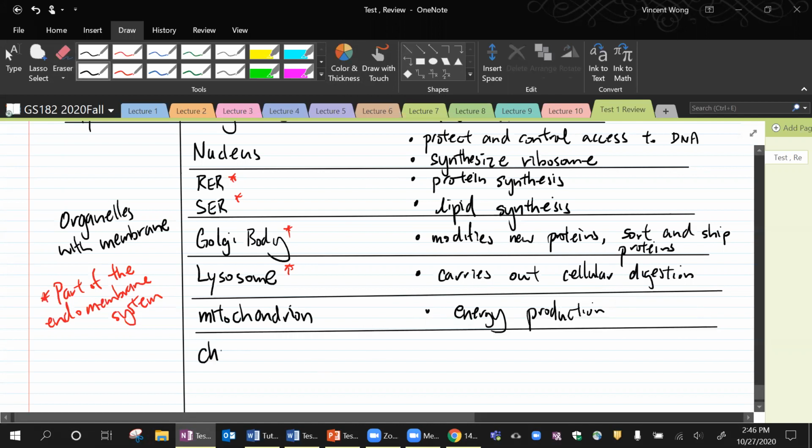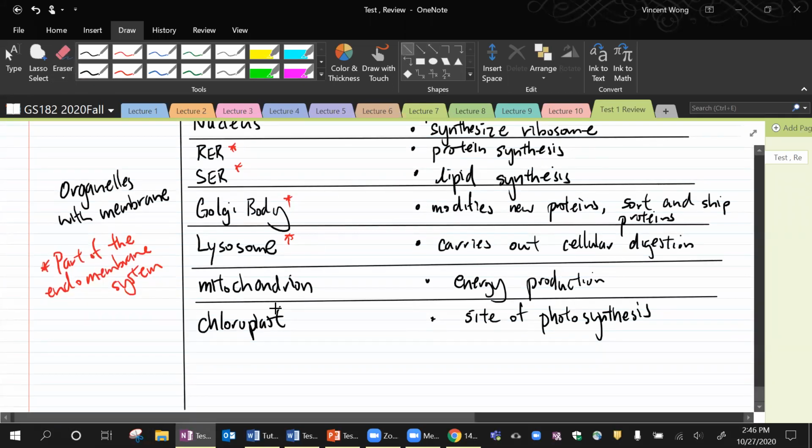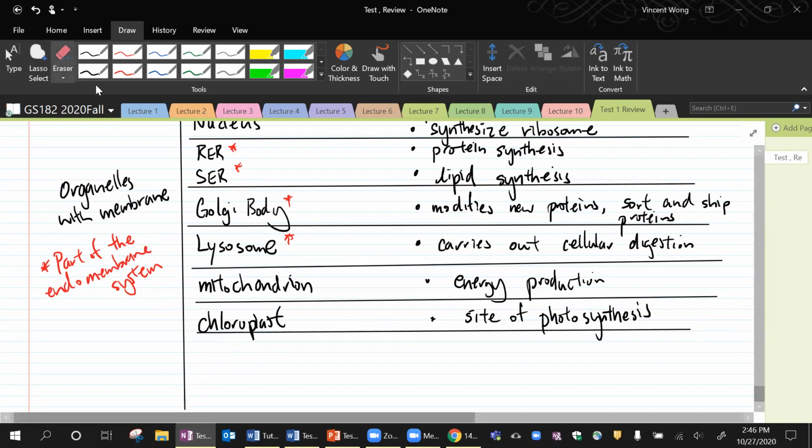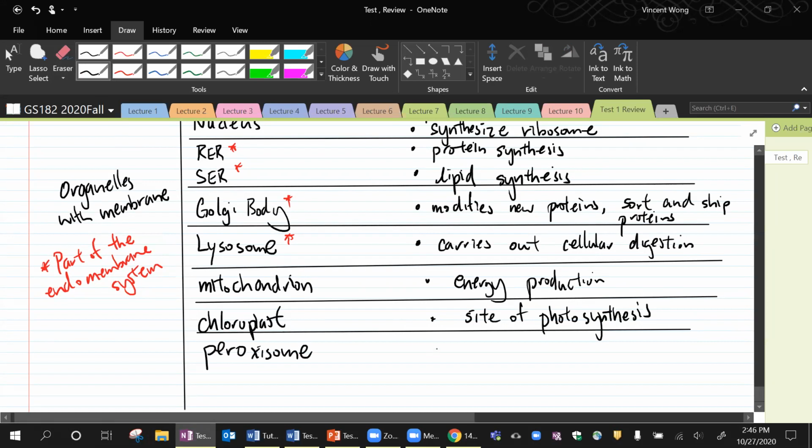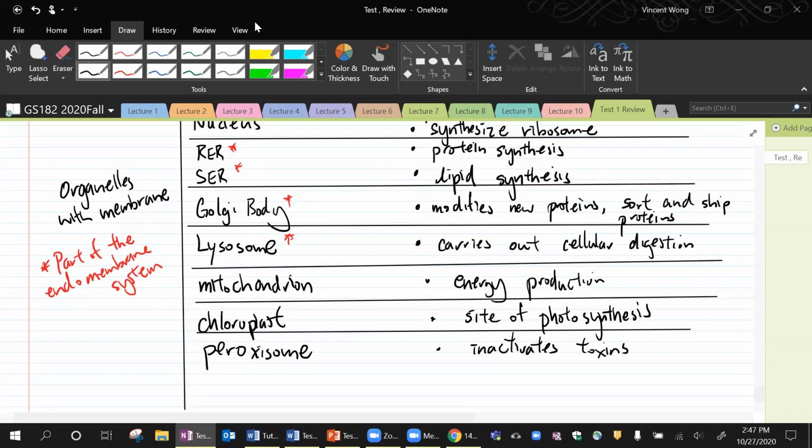In plants, we have chloroplast. Okay, and that is the site of photosynthesis, right? Site of photosynthesis. And we have peroxisome, which is used for inactivating toxins. Okay.